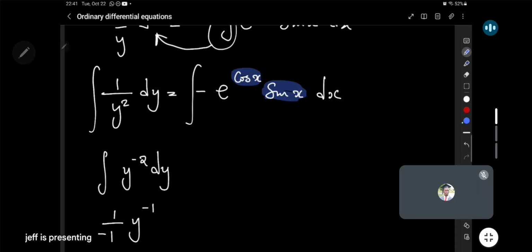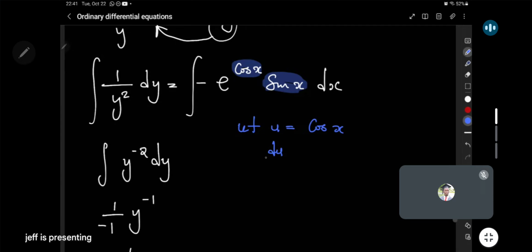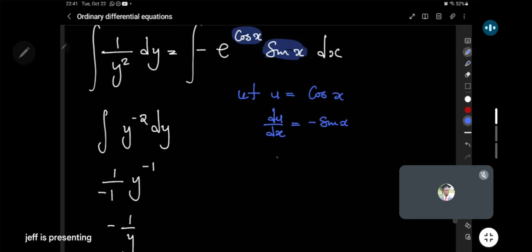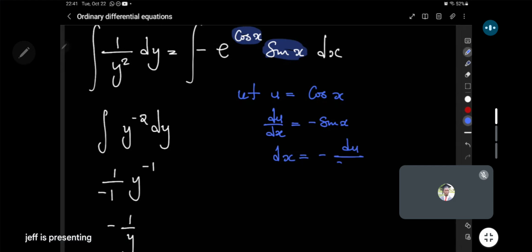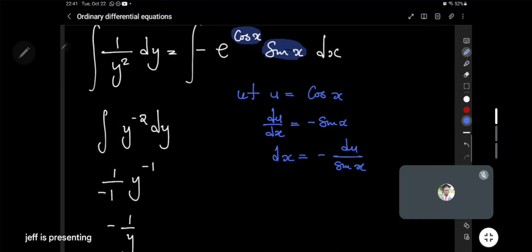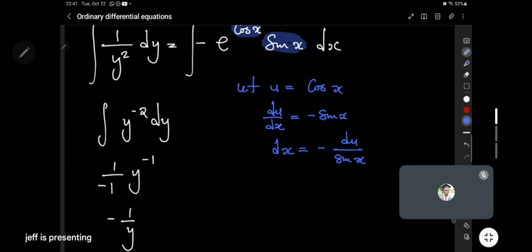So I'll focus just on the right hand side, and we'll say let U be equal to cos x, so that now du dx will be equal to, when you differentiate, negative sine x. So that now dx, make dx subject, it will be negative du over sine x. I wrote theta, that's x. So from here, now substitute.